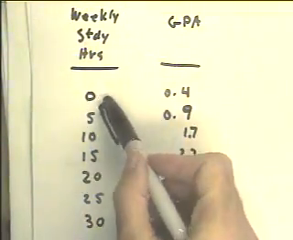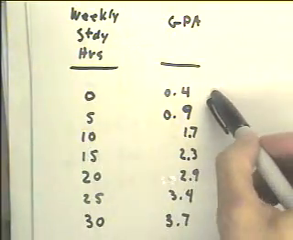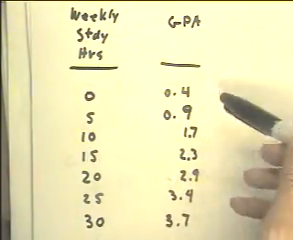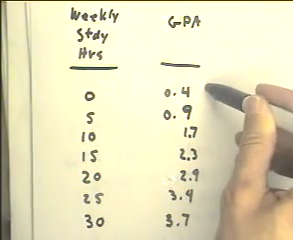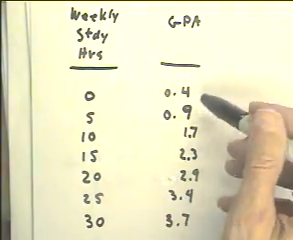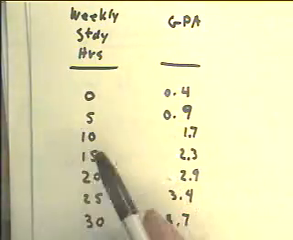We see that somebody who doesn't study at all generally gets a 0.4 GPA. There are some classes you can pass without studying, but most classes you're going to fail. And even if you pass without studying, it's going to be a low pass.